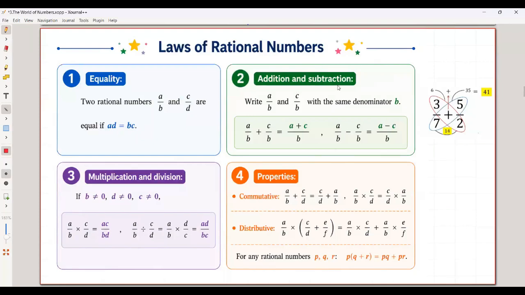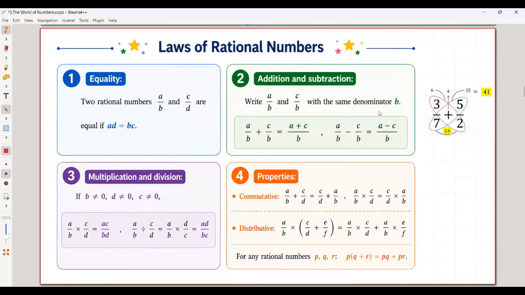Second, addition and subtraction of rational numbers. If you want to add a by b plus c by b, both have the same denominator, so keep the same denominator and add the numerators. For subtraction also, if they have the same denominator, keep the same denominator and subtract the numerators. There is no confusion, keep the same denominator and add or subtract.